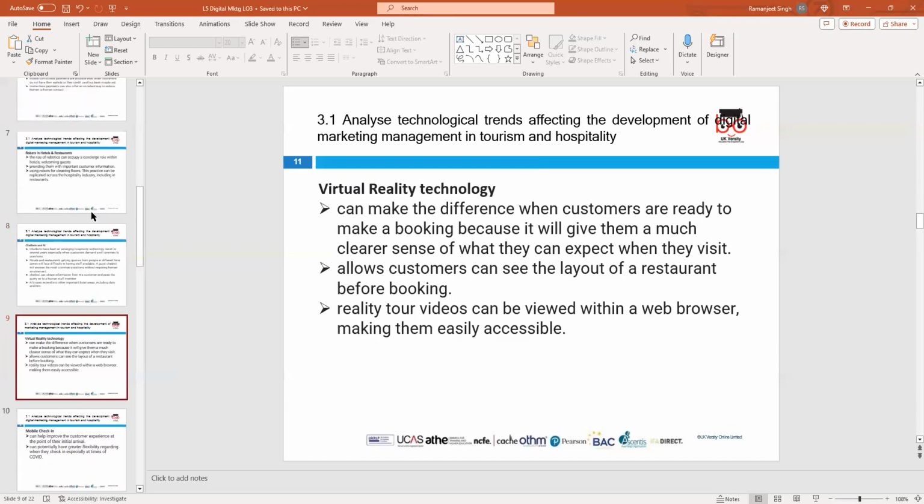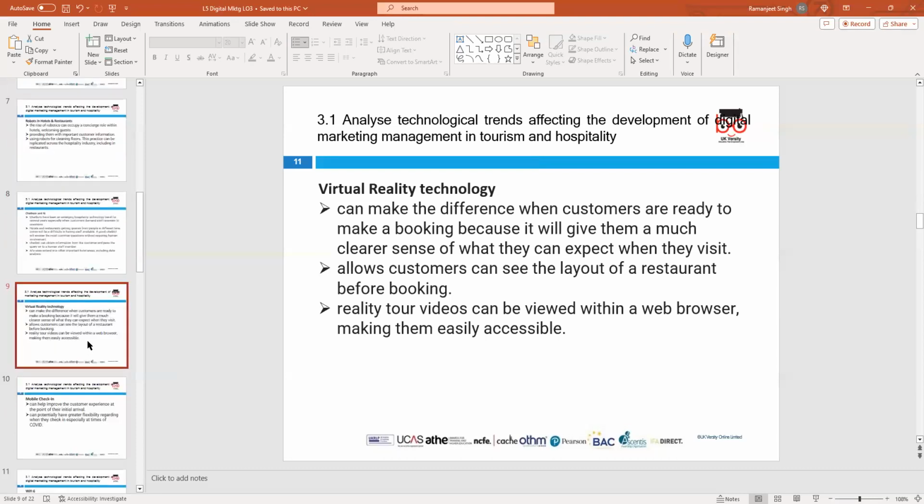A fourth reason, okay, technological trend that has affected the marketing of the tourism industry is virtual reality technology. What we mean by this is, before people book their hotel, or book their table in a restaurant, they can see the layout. They can see what the decor might look like.